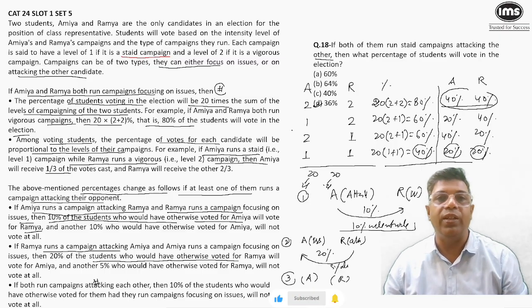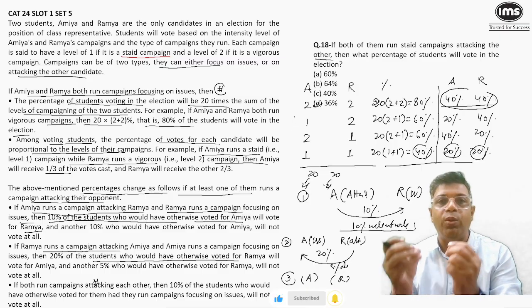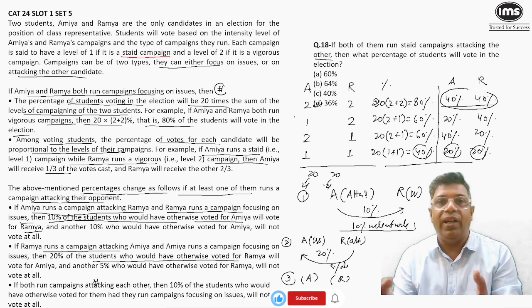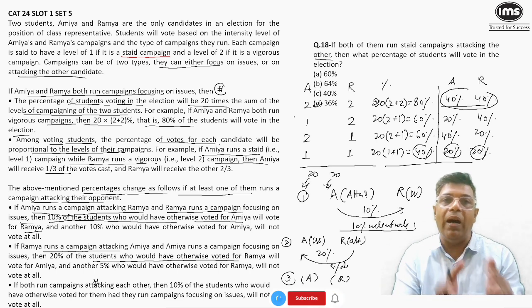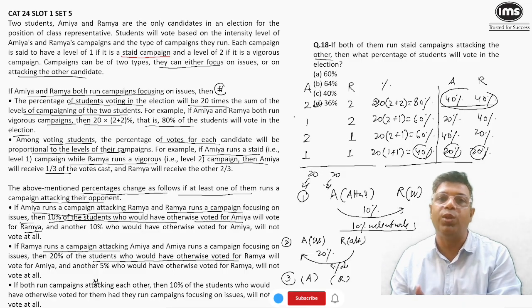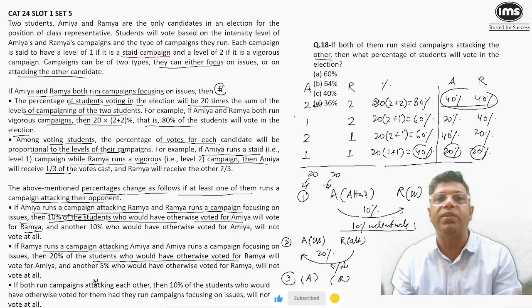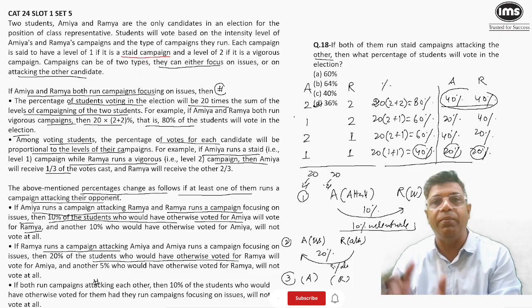I hope it is clear to you. So had this been an issue-based campaign, total voting would be 40%. Now, since both of them are attacking, 10% of the voters of Amya will also not vote and 10% voters of Ramya will also not vote. So out of 40%, 10% will not vote. So it means only 36% are going to vote and both of them are going to get 18%, 18%.